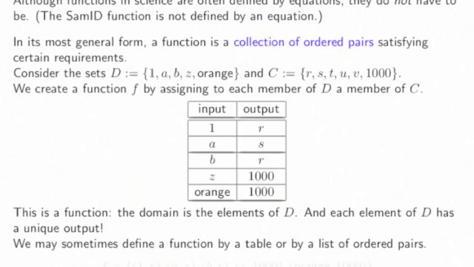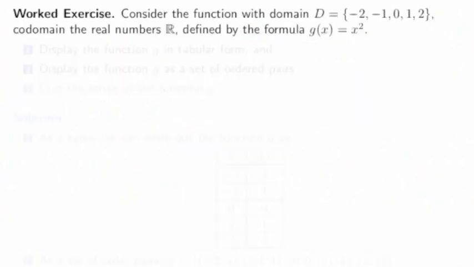We can often define a function in this way by a table or a list of ordered pairs. If we listed the ordered pairs here, they would simply be the rows of the table. The ordered pair 1, R means that 1 is mapped to R. The ordered pair A, S means that A is mapped to S, and so on. These ordered pairs are simply the entries, the rows in the table. So here we have a tabular form for a function and a listing of a function as a collection of ordered pairs. Let's do some exercises.